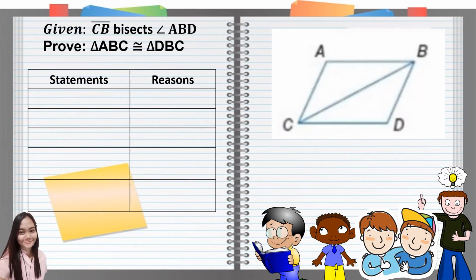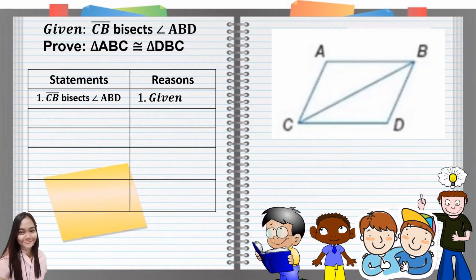For the second example, now we have the given segment CB bisect angle ABD. And we need to prove that triangle ABC is congruent to triangle DBC. So here is the figure. Now for the statement again, we will be using segment CB bisect angle ABD. At ang reason natin para rito ay given.